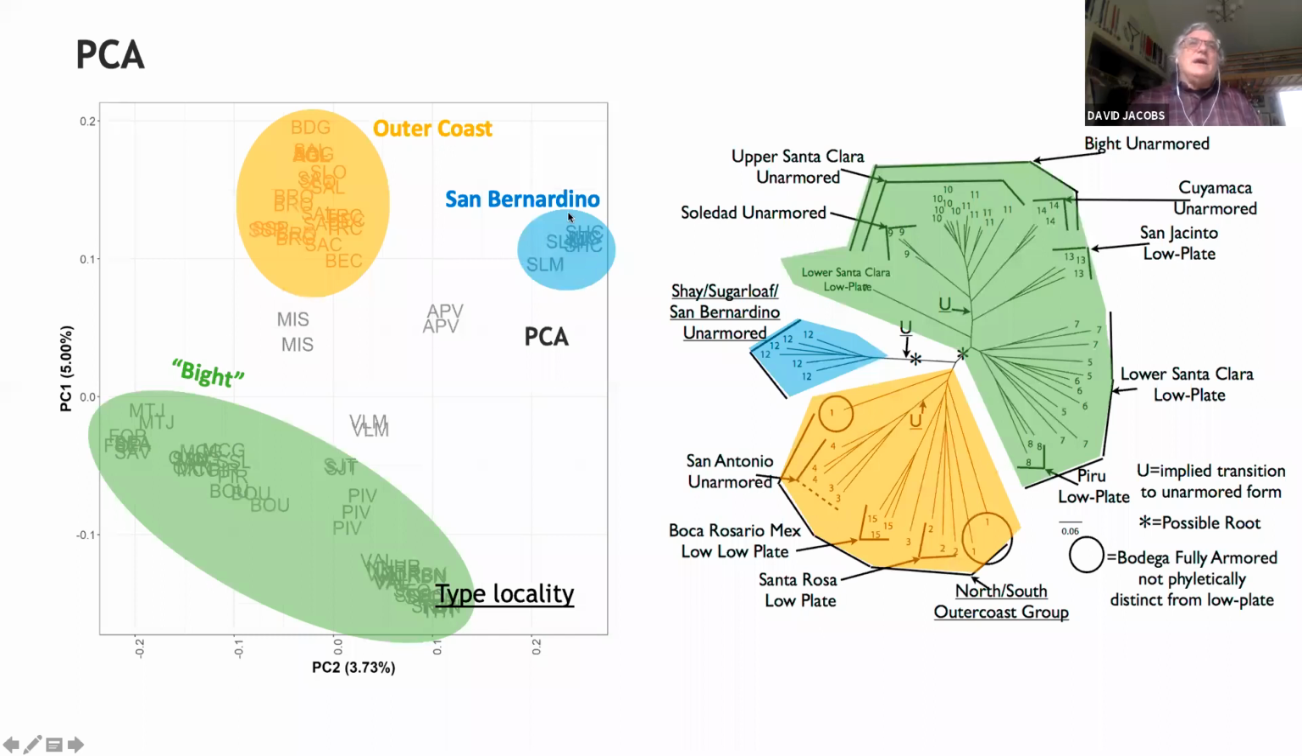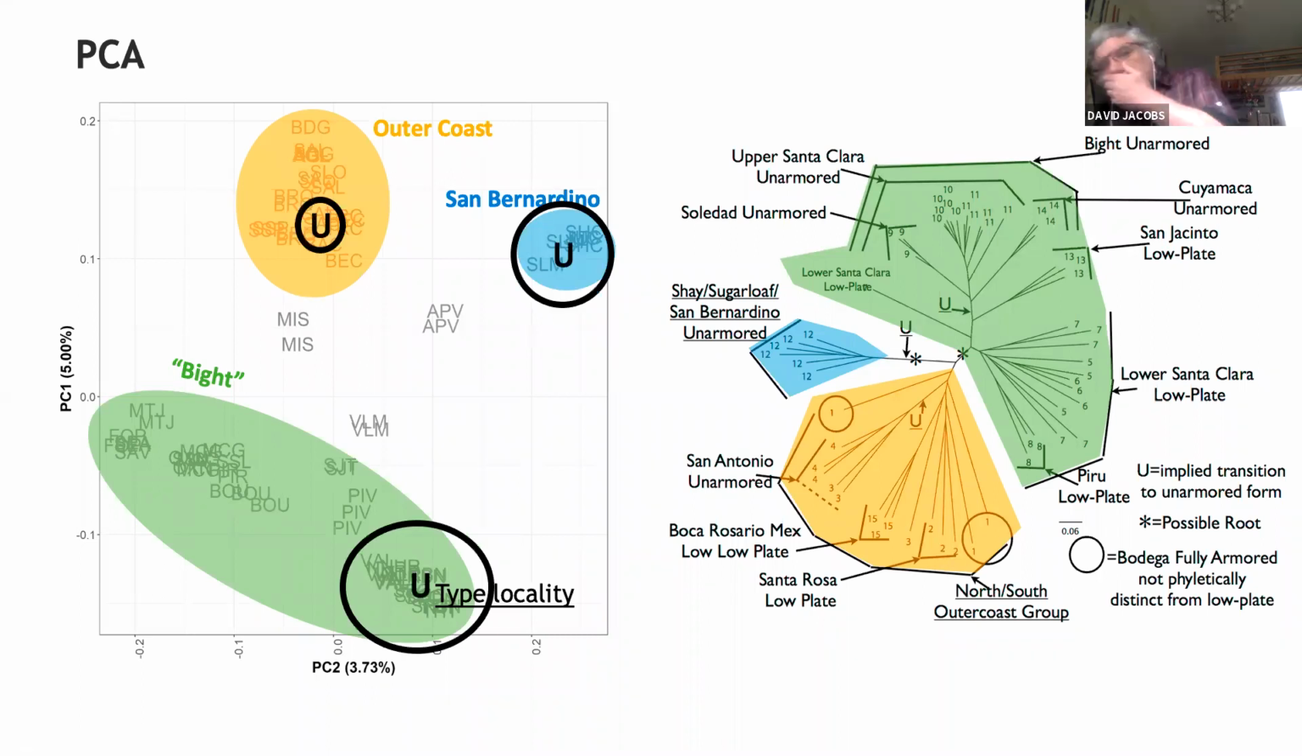we have these places on top of the mountains where there are unarmored fish. We have an outer coast population where one stream upstream has unarmored fish. We have the type locality down here. So basically we have unarmored fish in 3 different genetic backgrounds. And so that's pretty interesting. And we also have some of these places that are intermediates, which seem to be places where there were introductions via trout. And so there's a number of interesting implications of the data we're getting from the whole genome sequencing.